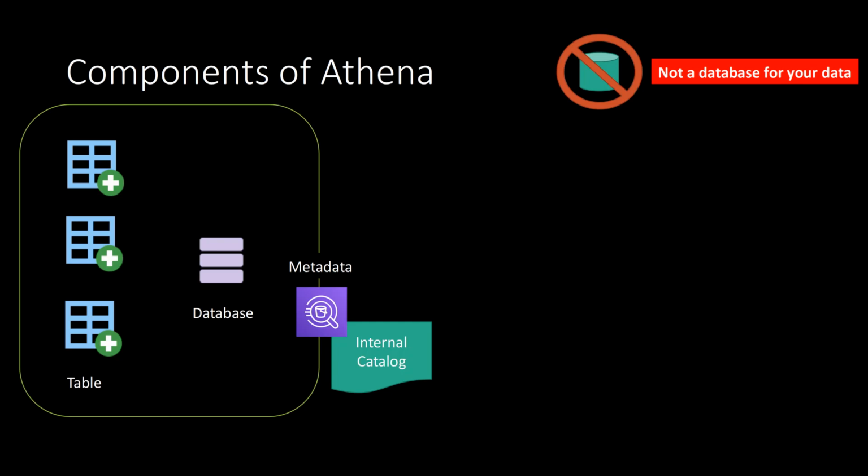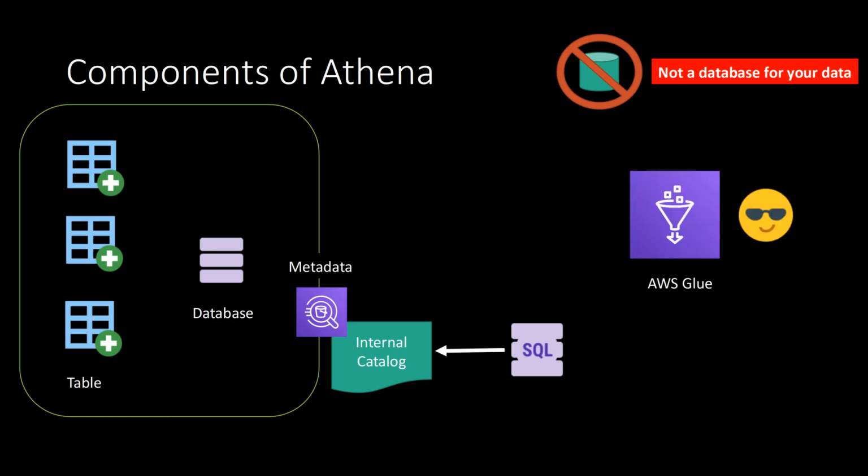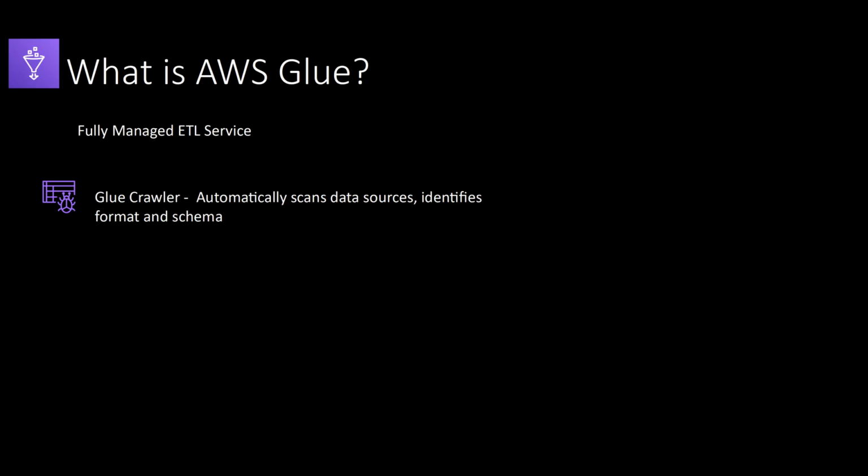Well, there is a more efficient way of managing the metadata rather than in the internal data catalog, and that's where Amazon came up with AWS Glue. So let's look at what is AWS Glue. It is a fully managed ETL service with mainly three components. Number one, it has a crawler that automatically scans the data source, identifies the data formats, and understands your schema.